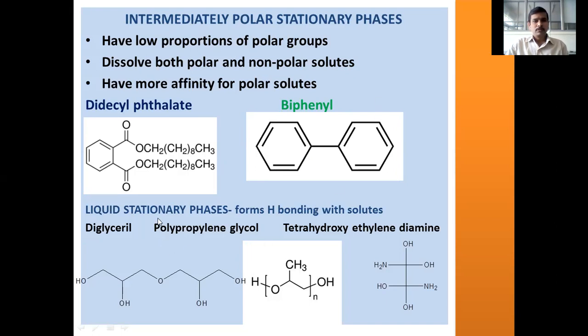And there are certain liquid stationary phases which are very specific in forming hydrogen bonding with solutes. Certain stationary phases will form hydrogen bonding with solutes, and this will become the prime factor for the separation order. If any solute has the capability to form hydrogen bonding with the stationary phase, the extent of hydrogen bonding will also decide the order of elution.